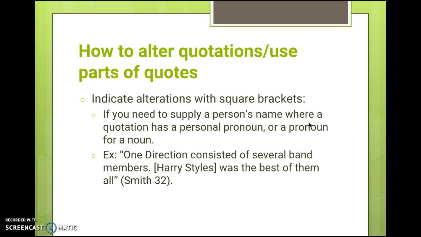Whenever you want to replace a pronoun like he or she in a sentence and indicate who they're referring to, to make it more clear to the reader, you can do so by eliminating the pronoun and replacing it with the name in brackets. So here's an example. Quote, One Direction consisted of several band members. Harry Styles was the best of them all, end quote, citation.